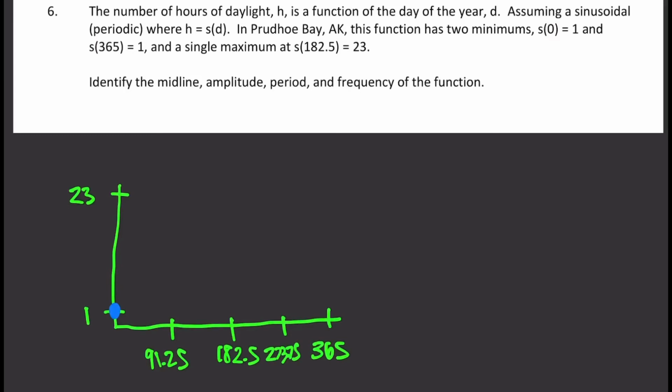All right, so we've got a minimum at 0. We have a minimum at 365. We have a maximum at 182, so I can see what's going to happen here. I've got a midline, and my function is going to look like this.